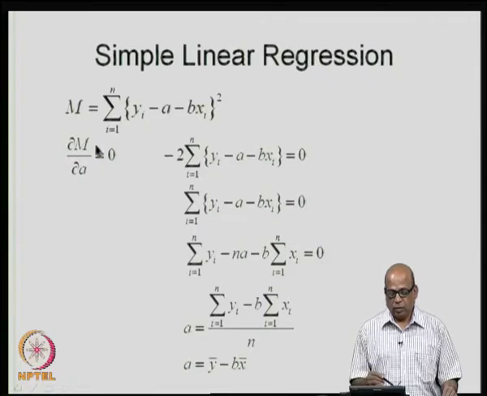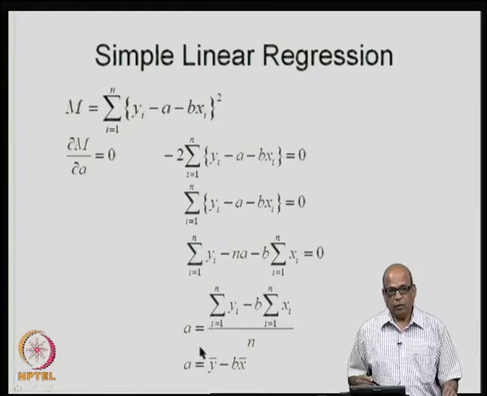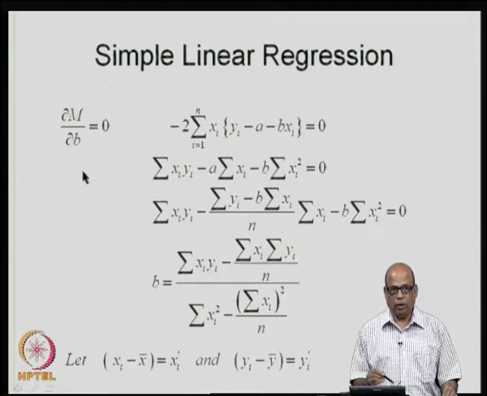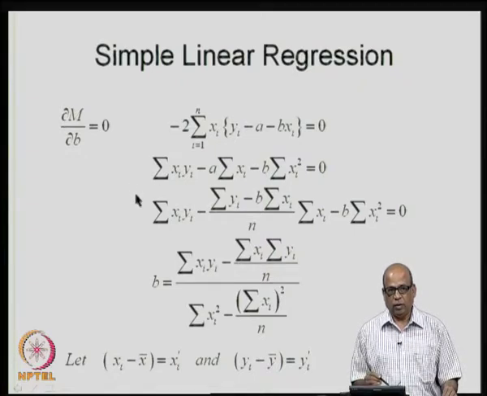So, we take the differential with respect to a and b both of this sum squared errors, m, and simplify that. We first get a is equal to y bar minus b x bar. You get a sigma y i term here and sigma x i term here, divided by n. So, you get a is equal to y bar minus b x bar. Similarly, you differentiate with respect to b now, dm by db is equal to 0. You get this expression, all the details are here, it is simple arithmetic.